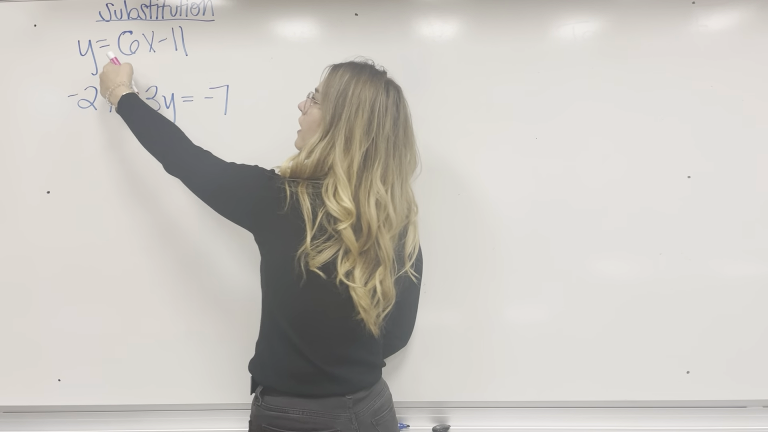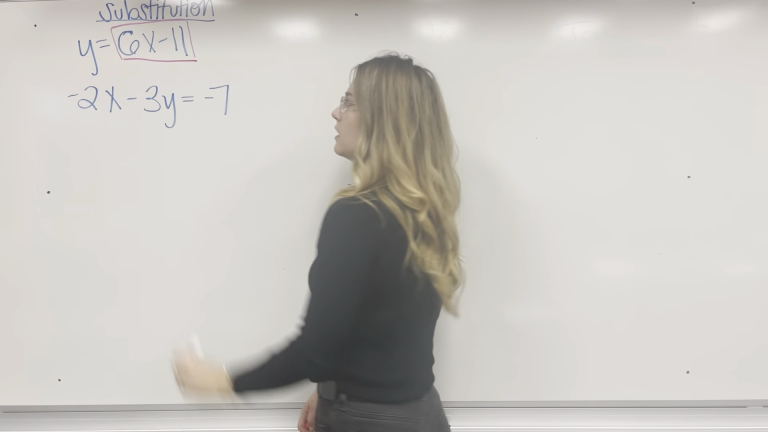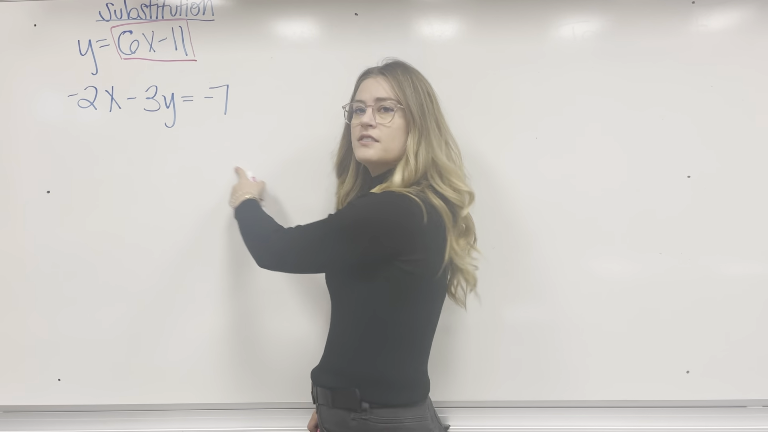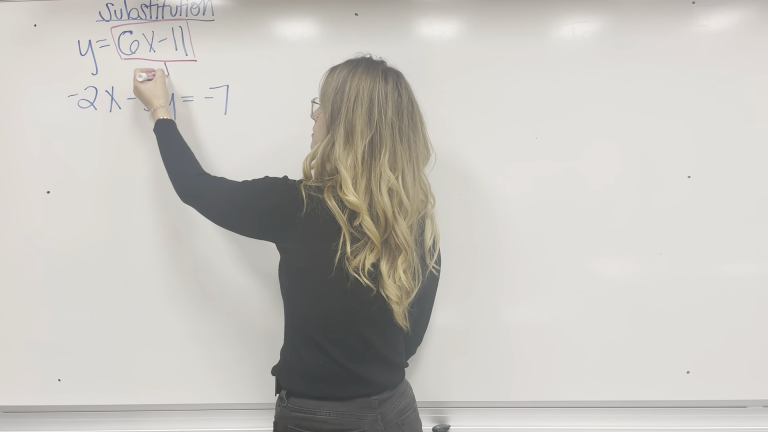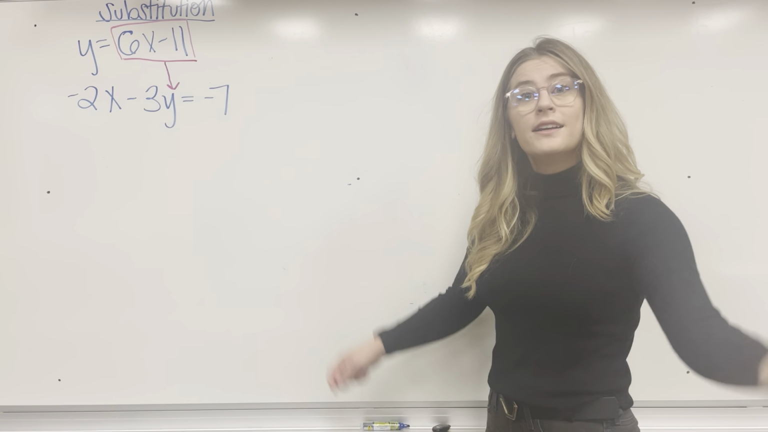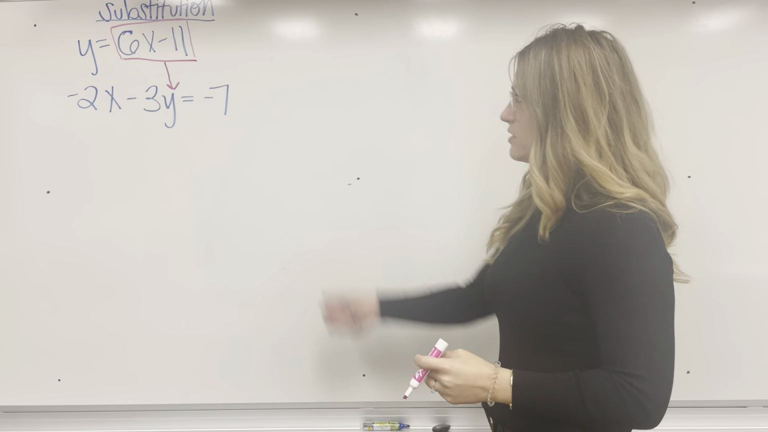So we know that y equals 6x minus 11. So we're going to take that, and every time we see y in the second equation, we can substitute in 6x minus 11. The reason we want to do that is that it eliminates one of our variables, and then we can solve for, in this case, x.